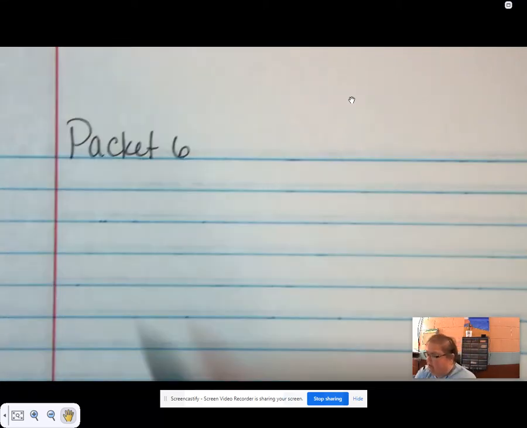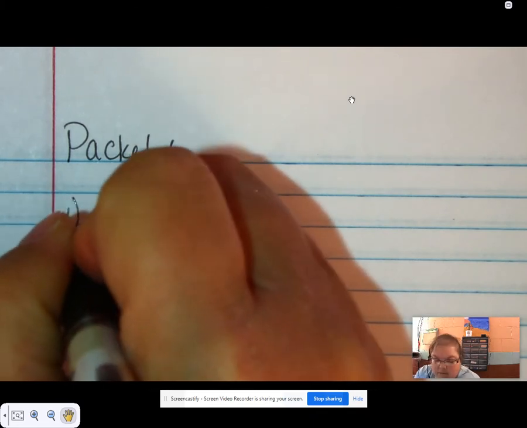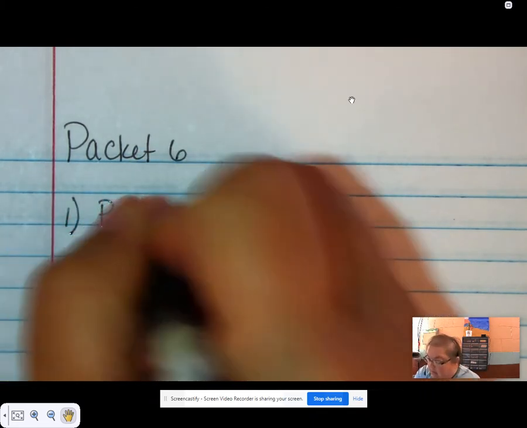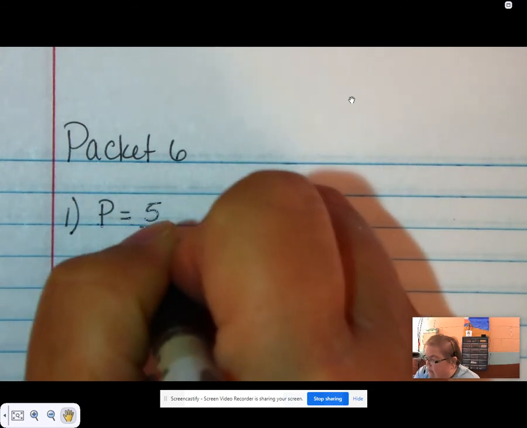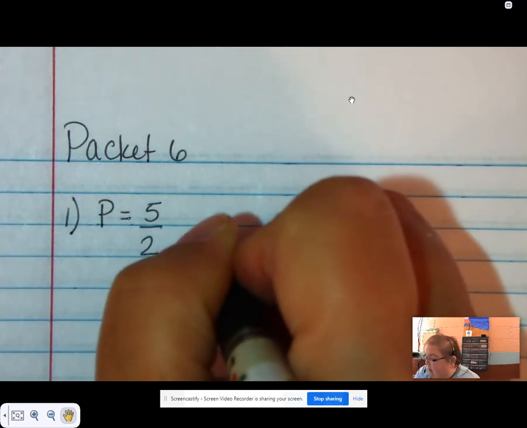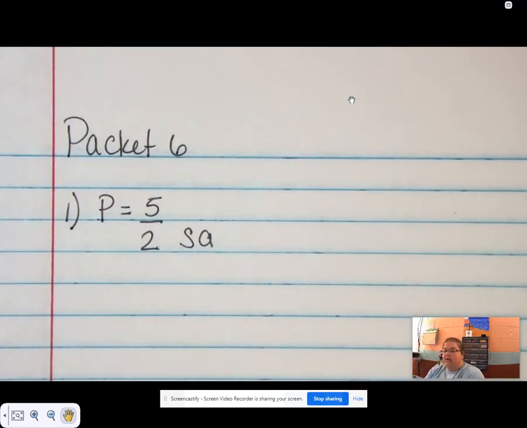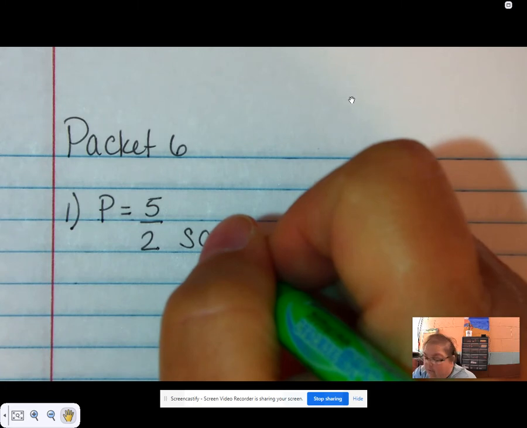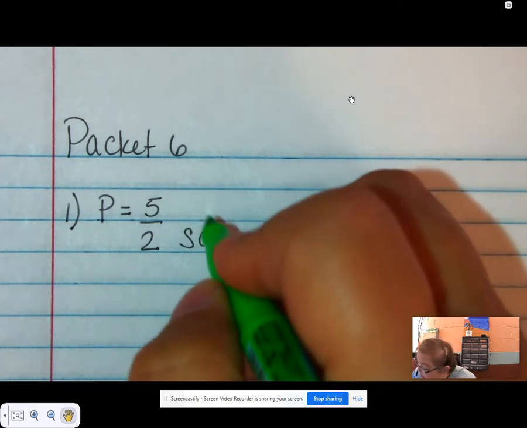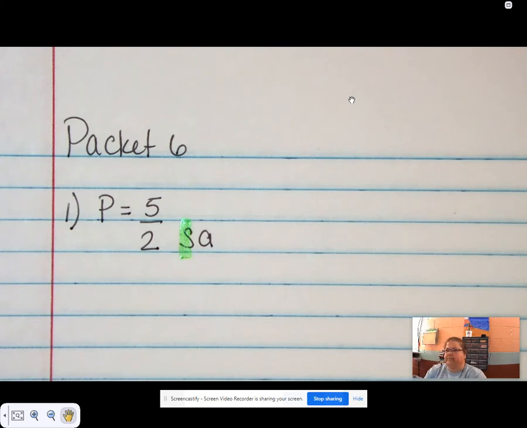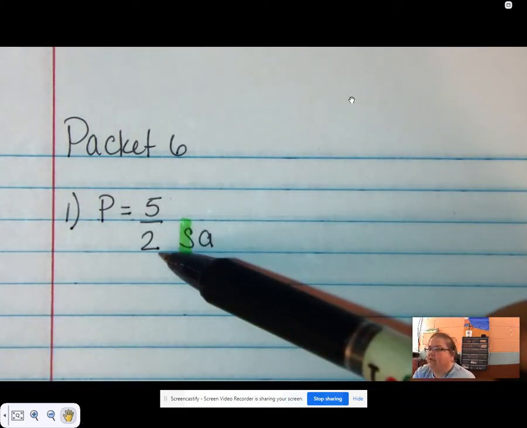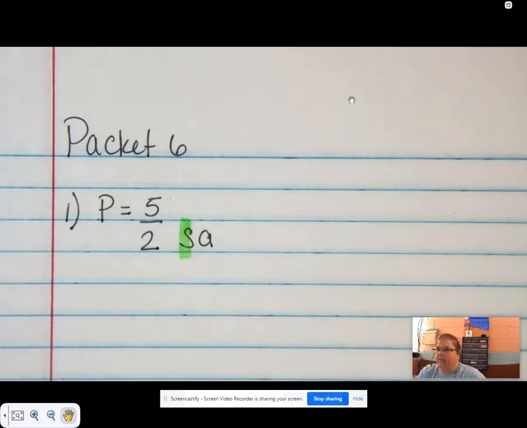Okay, so here is what we've got for number 1. P equals 5 over 2 SA. Okay, I want to know what is the formula in terms of S. So I need to get the S alone. Okay? So that means I need to remove the 5 over 2 and the A.